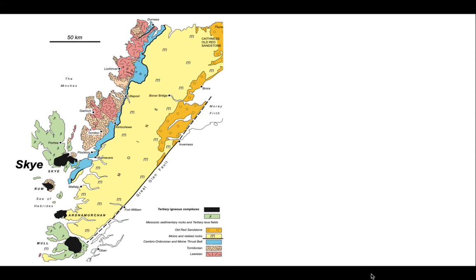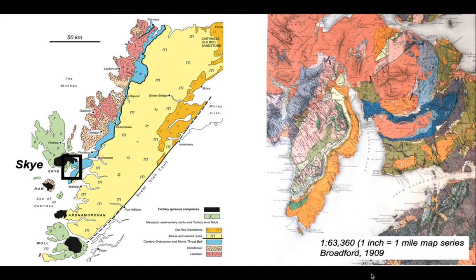So let's turn our attention now to Skye, which is the largest of these centres. And it's a composite system. So here's a map published in 1909 for this corner of Skye. Let's go on our tour. So let's start off down here and we'll look at another type of intrusion geometry.